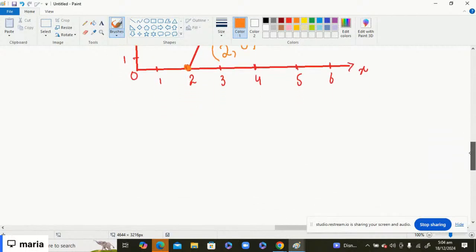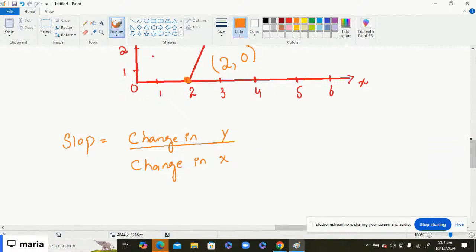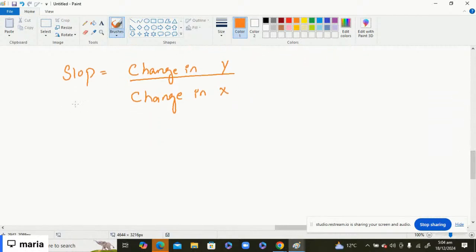Now what is the formula that we use to find the slope? Slope formula is change in y over change in x. Change in y-axis over change in x-axis, okay? So from now, how can we find it out? So slope, how to find the change in y: this is y2 minus y1 over x2 minus x1.